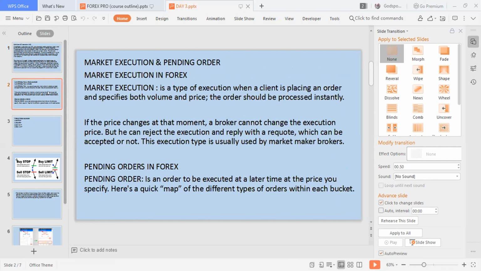There are two ways of entering the market: market execution and pending order. Market execution is a way of entering the market directly. I will show you the practicals of that today. Are you with me? On some phones it is seen as instant execution. Another way of entering the market is pending orders.